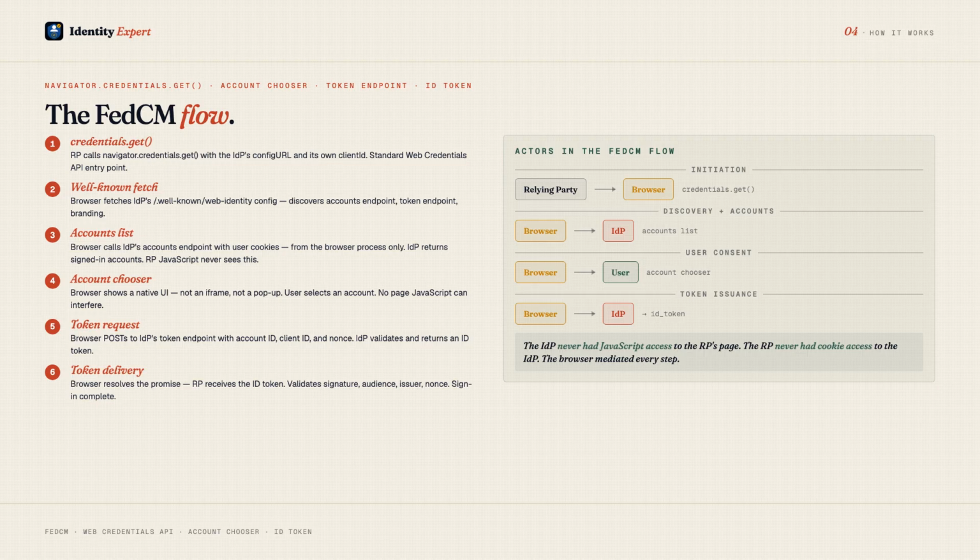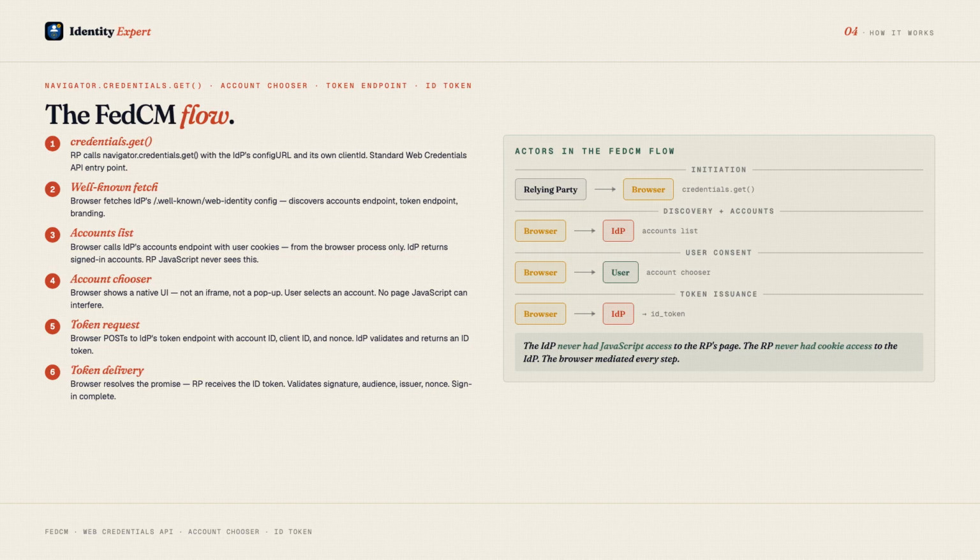The identity provider returns the list of accounts the user is signed into. Step 4. The browser displays a native account chooser. This is browser-controlled UI, not an iframe, not a pop-up from the identity provider's domain. The user sees their accounts and selects one.